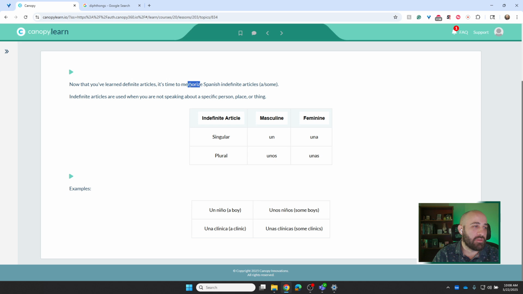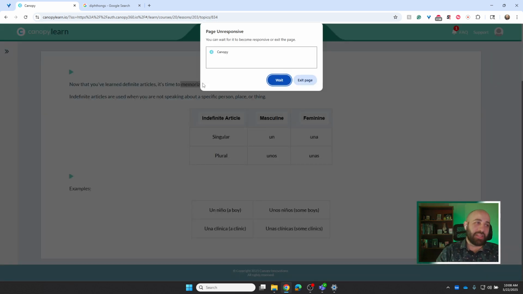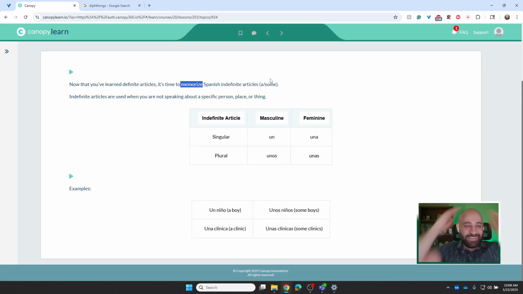Okay. Now that you've learned definite articles, it's time to memorize Spanish. There it is again. Every time memorize pops up, something's gotta happen. Clearly, every time memorize pops up, the page is gonna be unresponsive. That's what's gonna happen. Oh man.